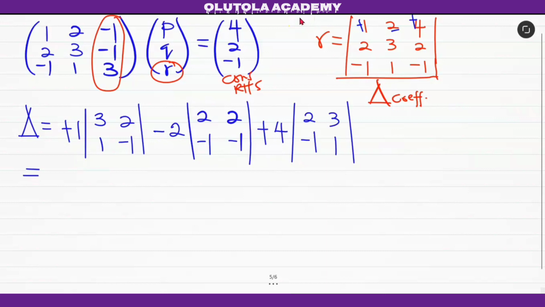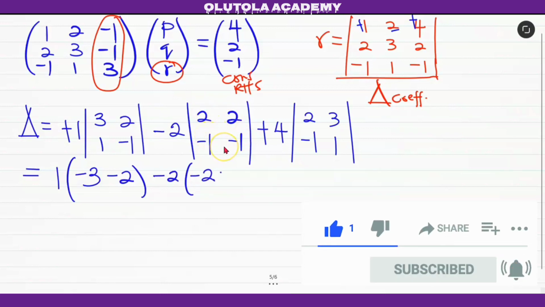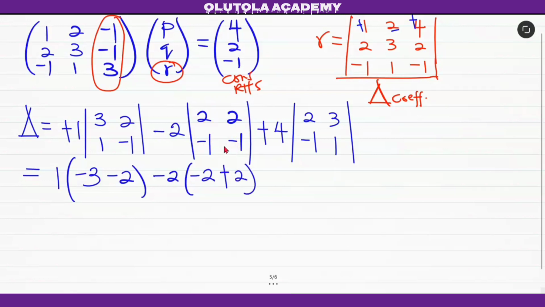So evaluating this, I will have 1 into brackets. This will give us negative 3, and this will give us 2. That's minus 2. Then minus 2. This multiplies this, we have negative 2. This multiplies this, we have negative 2, minus, so that will be positive 2. Then positive 4 into bracket. This multiplies this, gives us 2. Then minus, this multiplies this, will give us minus 3. That will be all positive 3.